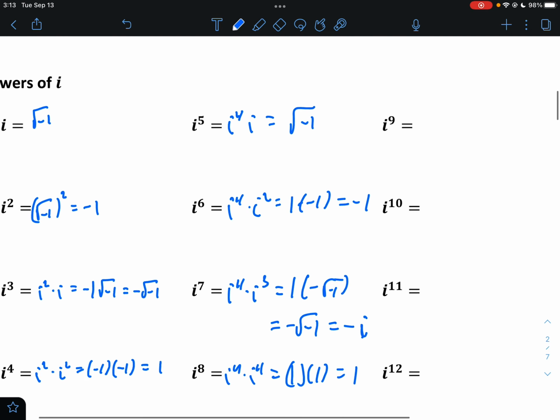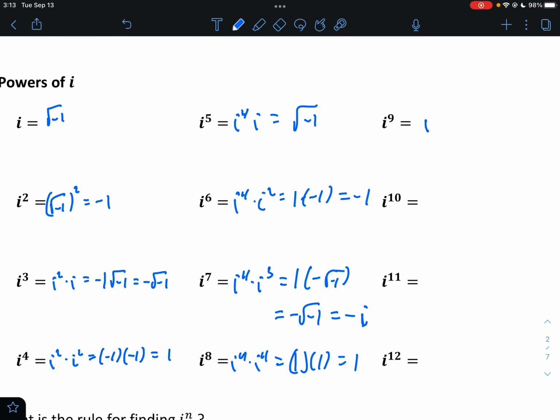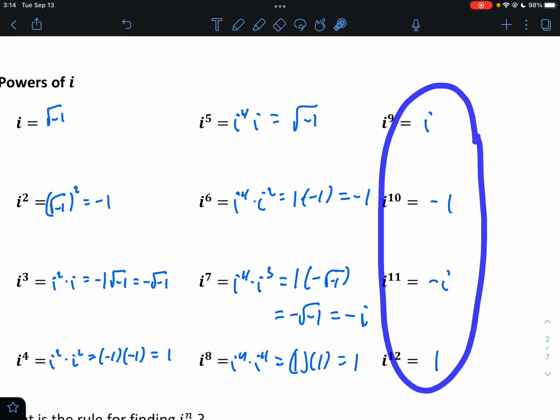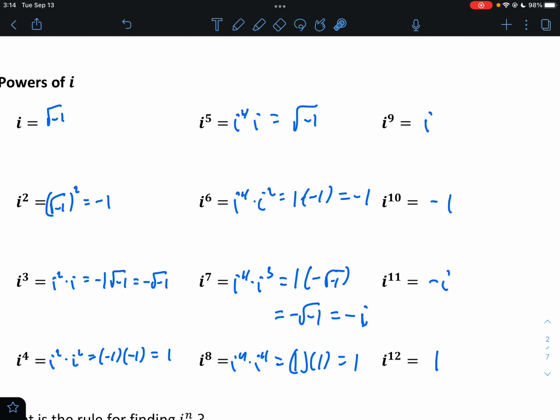So i to the ninth is going to be equivalent to i, which is just root negative 1. i to the 10th is going to be the equivalent of negative 1, i squared. i to the 11th is going to be negative i, or negative root negative 1, and i to the 12th will be 1. And this is the pattern it'll continue on every four numbers forever.